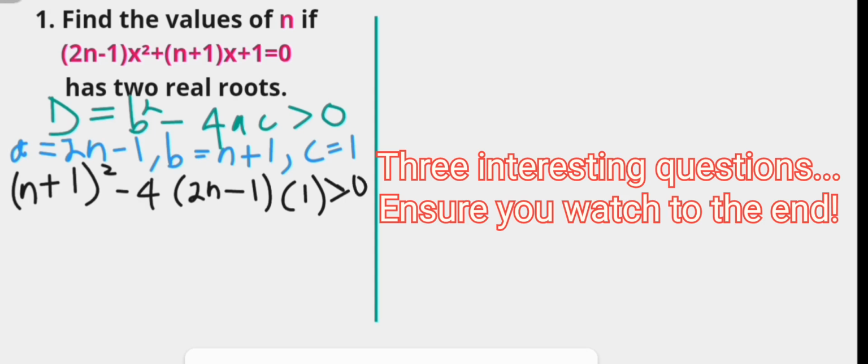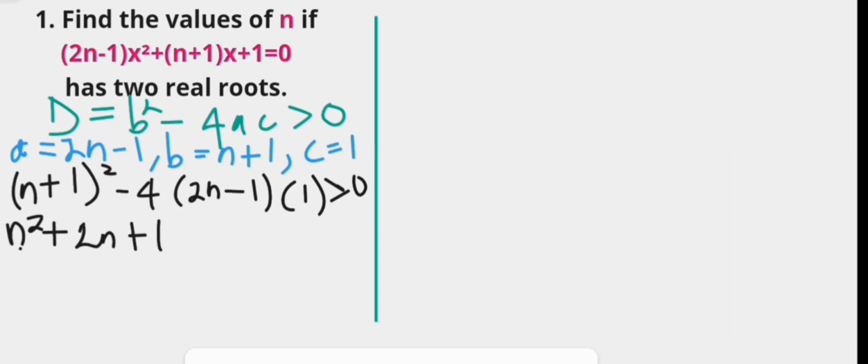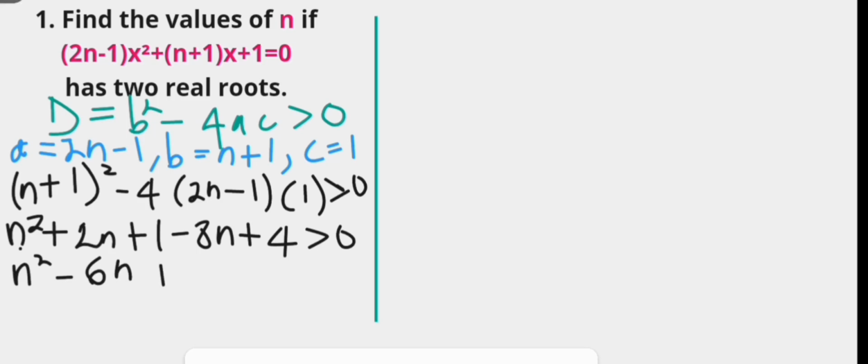Opening up the brackets that we have here, (n plus 1) squared expands as n squared plus 2n plus 1. Then the product of negative 4, (2n minus 1) and 1 will be minus 8n plus 4, and that is greater than 0. Combining the like terms, we have n squared plus 2n minus 8n gives negative 6n, and 1 plus 4 gives plus 5, and that must be greater than 0.